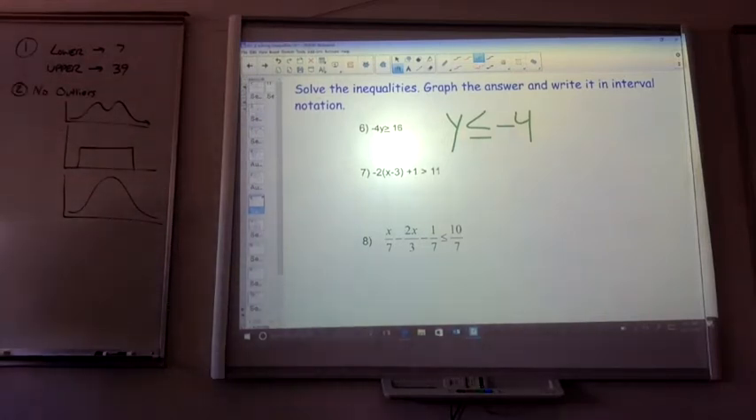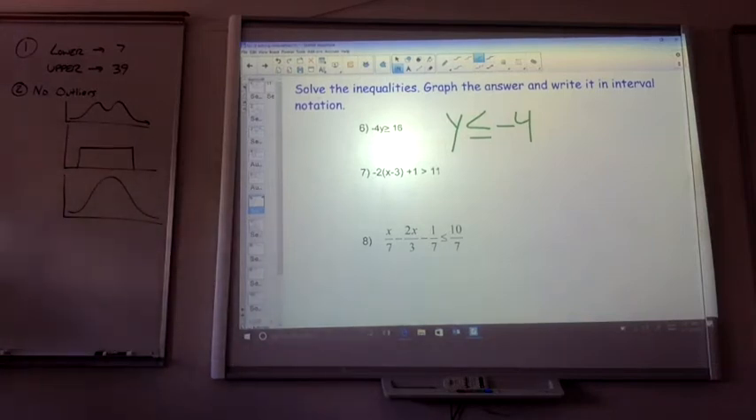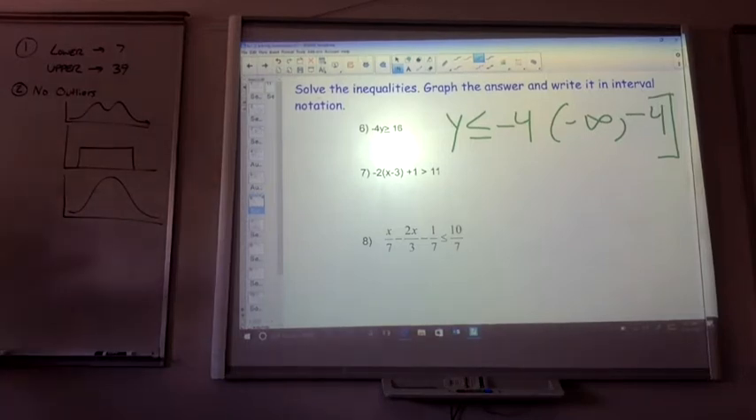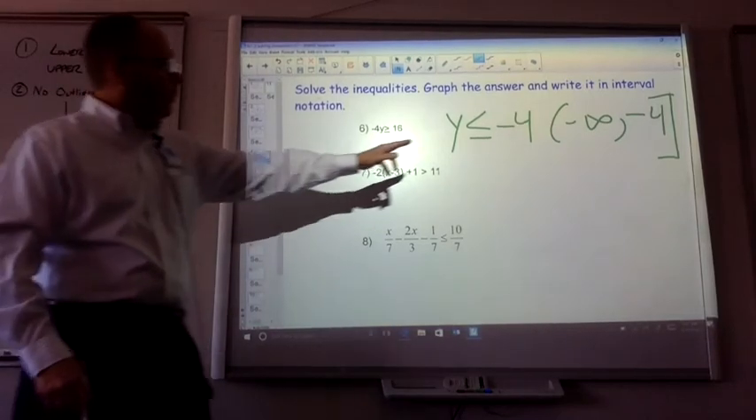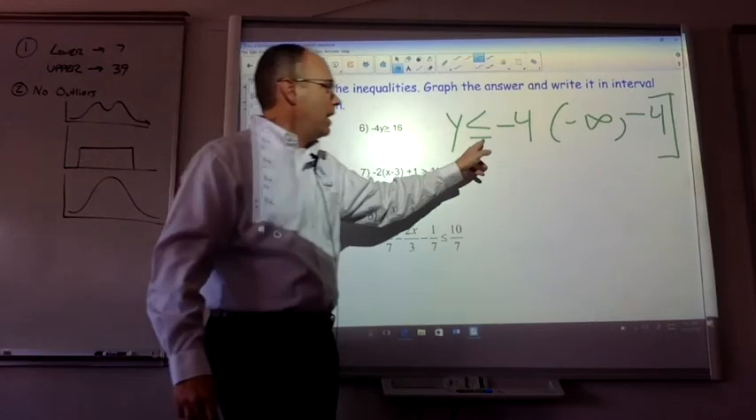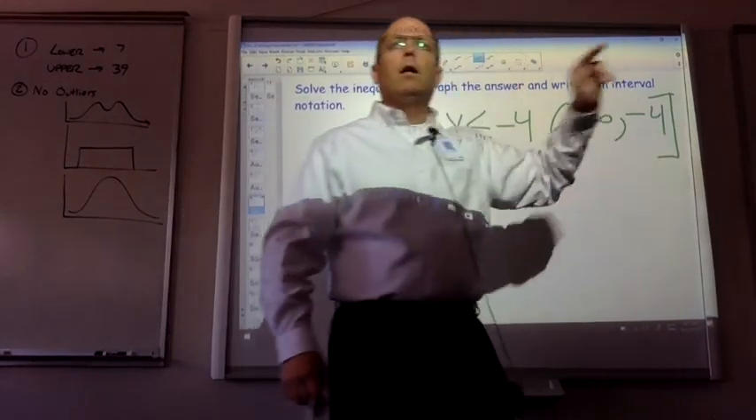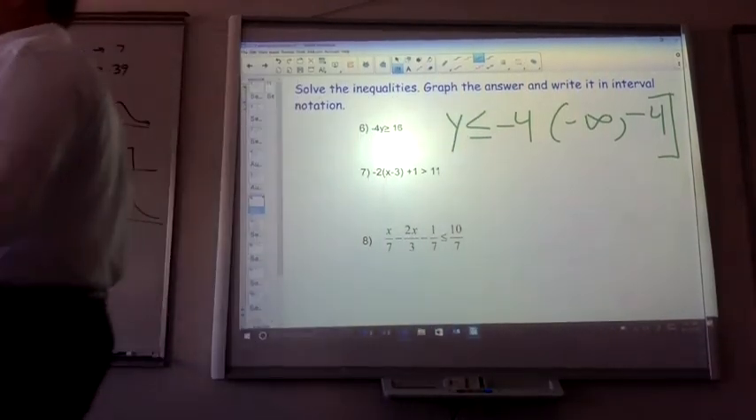Negative infinity, good. So where would this be coming from? Going to? Square or rounded? Square. Why is that? There's not a negative, but there is the equal sign. That little sign right there says, hey, make that square. Okay, it means you include that point.